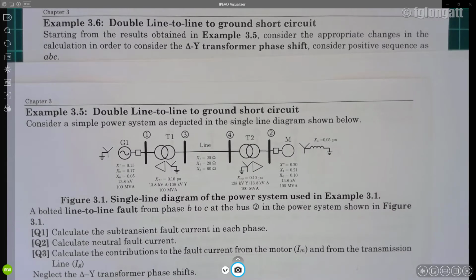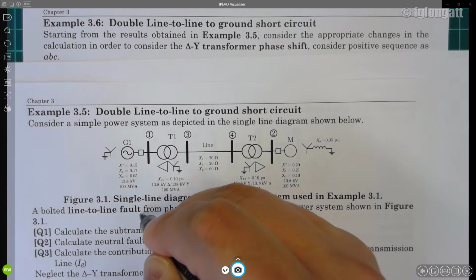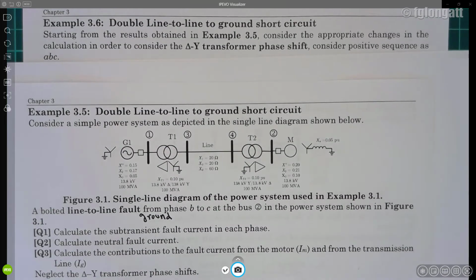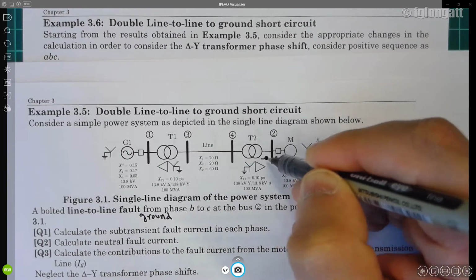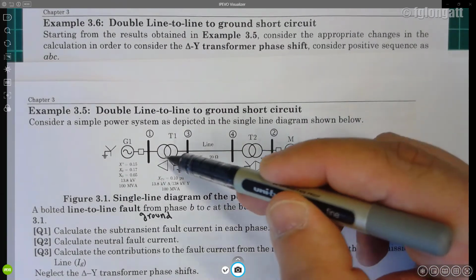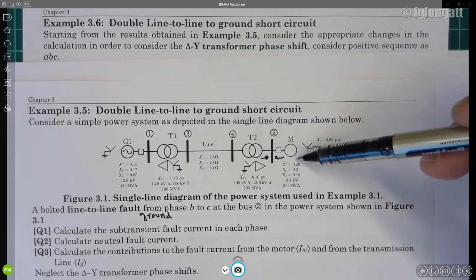In example 3.4, we studied the double line to ground fault. In that example, we were interested in the contributions coming from the generator. Some books call it the contribution coming from the transmission line, but to be honest, that contribution is coming from the generator. The generator is the device creating the contribution here, and on the other side we have the contribution coming from the motor.